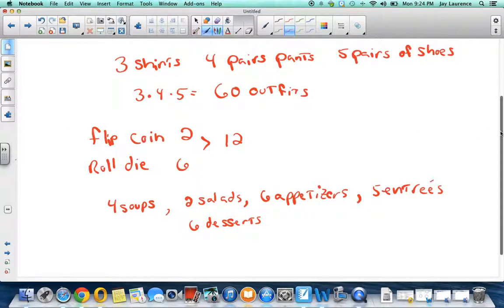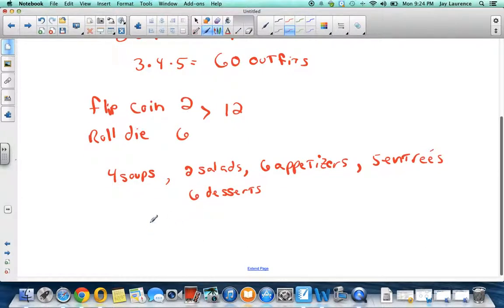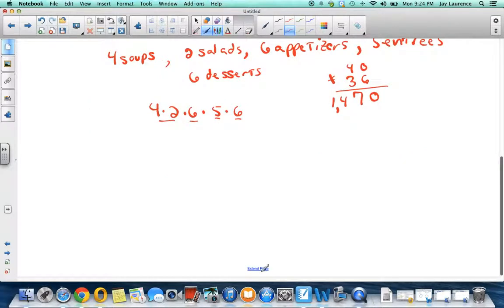Yes, indeed it would. Well, you're just going to go 4 times 2 times 6 times 5 times 6. And I know 6 times 6 is 36. There's an 8. 8 times 5 is 40. So I've got 36 times 40, right? And so we're going to get 0. We have 24 and 3 is 7. Carry the 2. 12 and 2 is 14. There should be 1,470 different meals you could make, all from the fundamental counting principle.